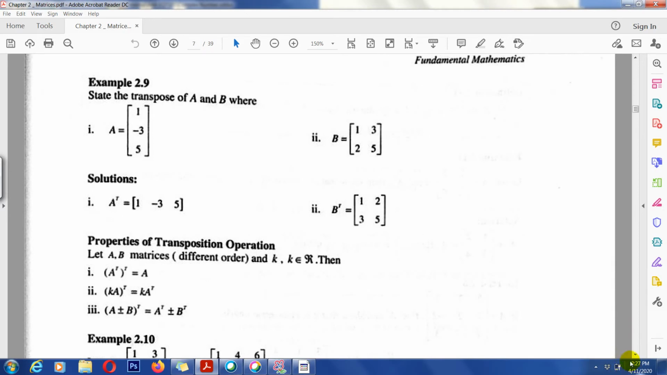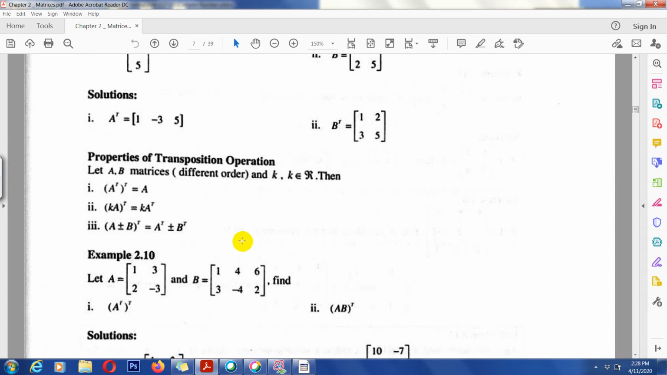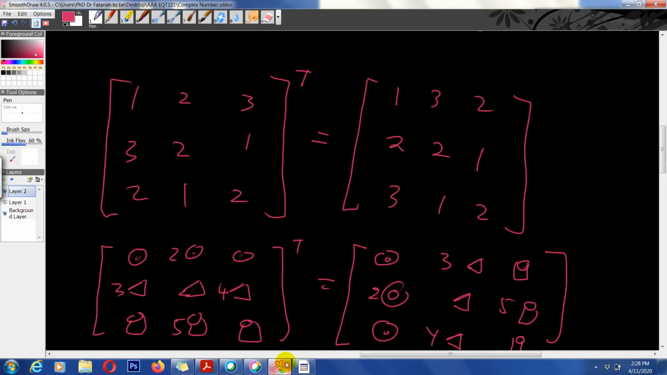Alright, the properties of transpose. For example, if we have A transpose, and then we transpose again, we first transpose the matrix and then we transpose again. We get the original matrix. So we have A transpose here, and then in brackets we transpose again.